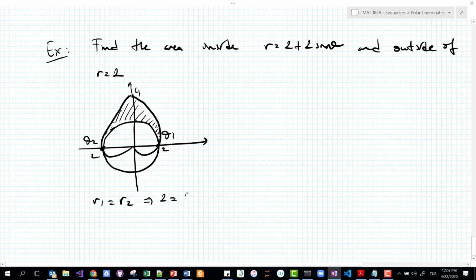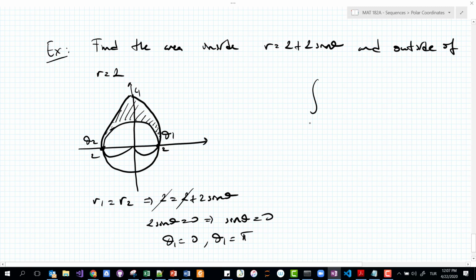2 is equal to 2 plus 2 sine theta. 2 will go away, so 2 sine theta will be equal to 0. So when sine theta is equal to 0, either theta 1 should be equal to 0 or theta 2 should be equal to pi. That is why I need to calculate the area between these two angles.